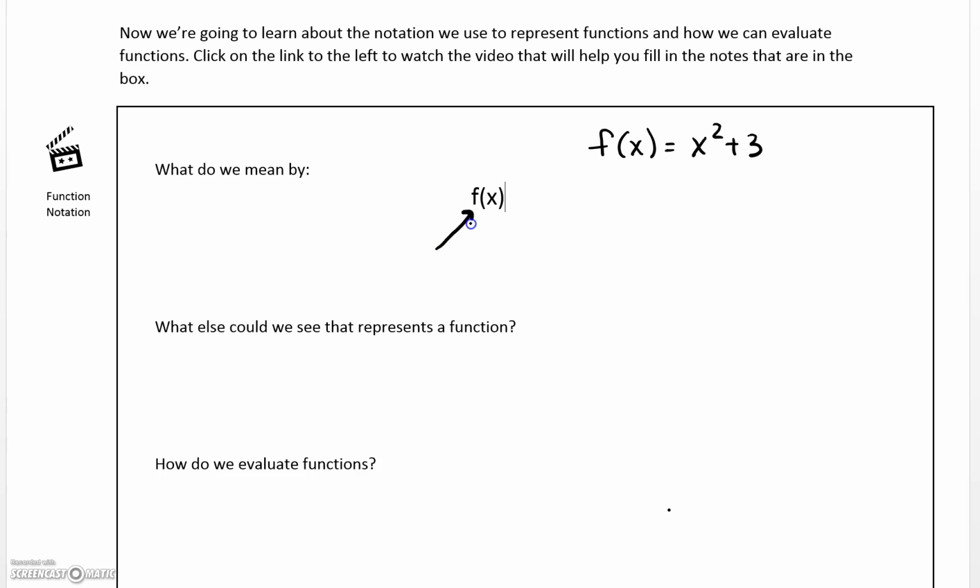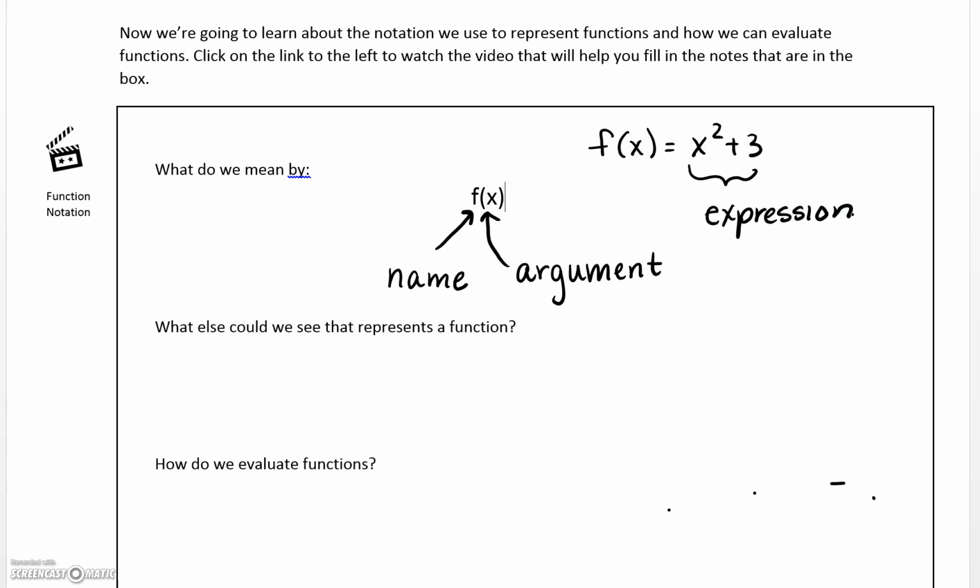Well, the f is really just the function's name, and we'll see in a minute that we could call it a different thing, but that f just lets us know that this is the function that we're going to call f. And then what's inside the parenthesis is what we call the argument. And it's going to be the variable that we're going to be allowed to plug things in for. And so that will always be in parentheses, and then we'll have equals and we'll have an expression in the same variable.